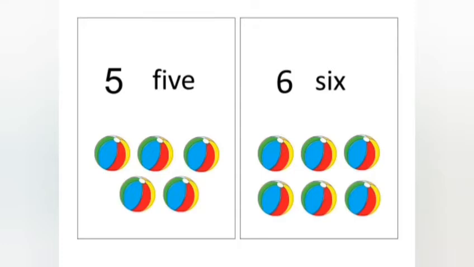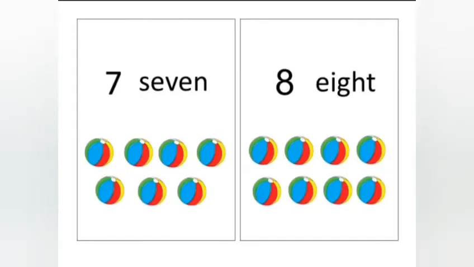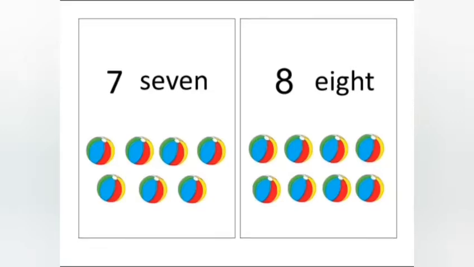Number name of 6 is SIX, 6. There are 7 balls in the first box. So the number name of 7 is SEVEN, 7. Now there are 8 balls in the next box. Number name of 8 is EIGHT, 8.